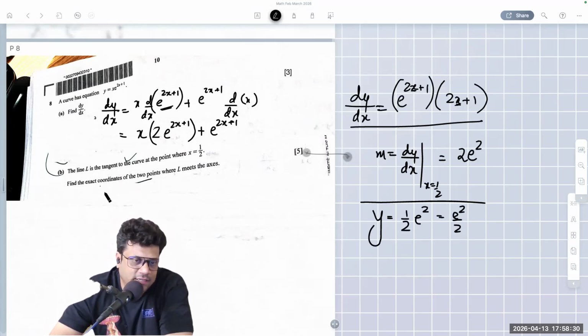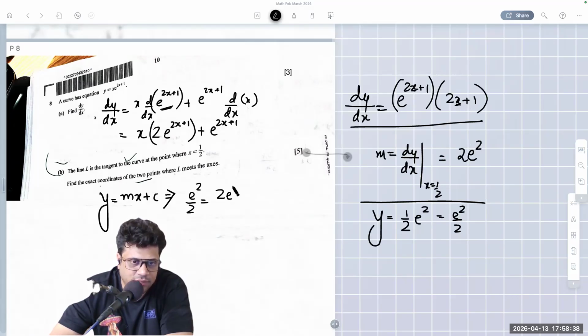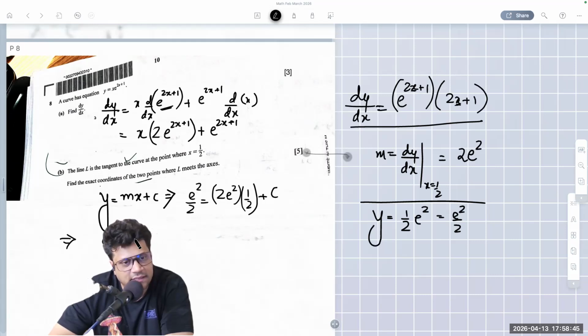So the equation, we can find out the c from here. Y equals mx plus c. So e square by 2 equals 2e square into 1 by 2 plus c, which means c is e square by 2 minus e square. That's a negative e square by 2.